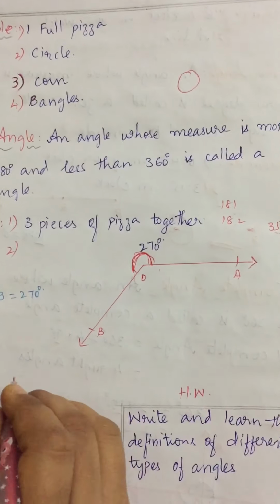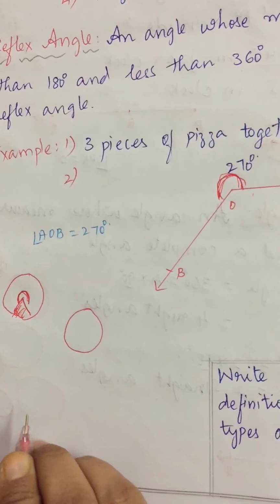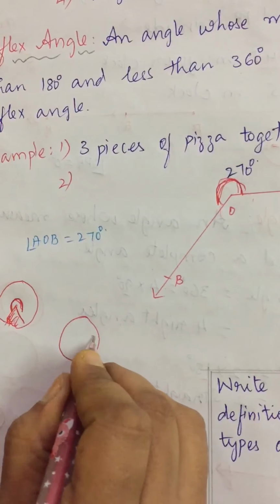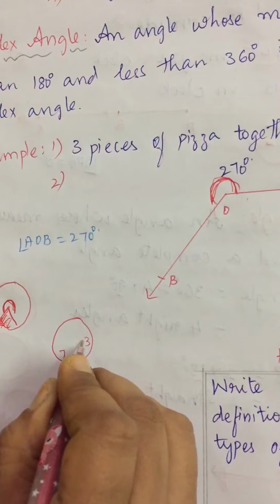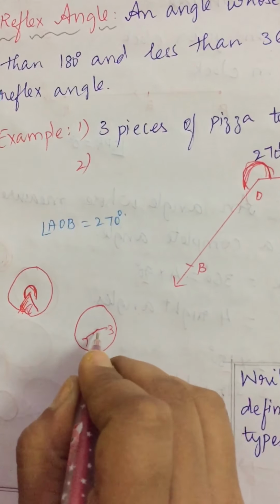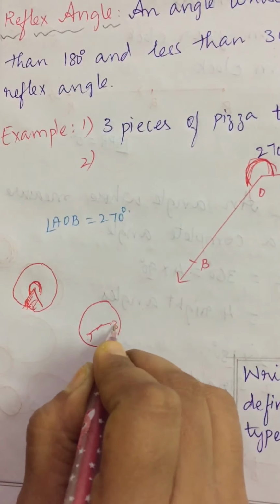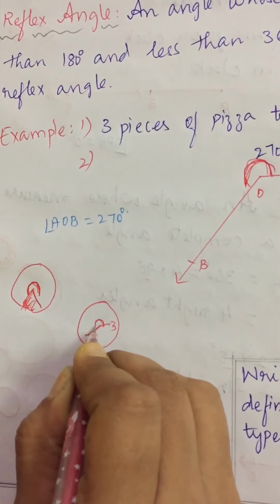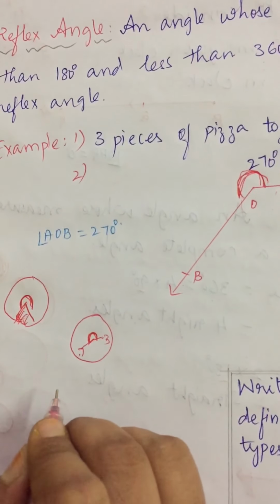Am I clear children? If you want to take the example of your clock also, you can take 3, here 7. If your clock is showing 335, here it is making a reflex angle.